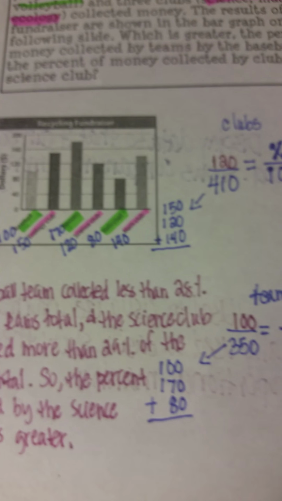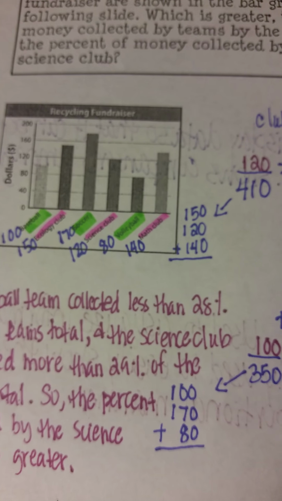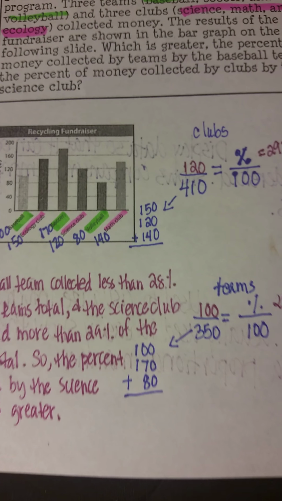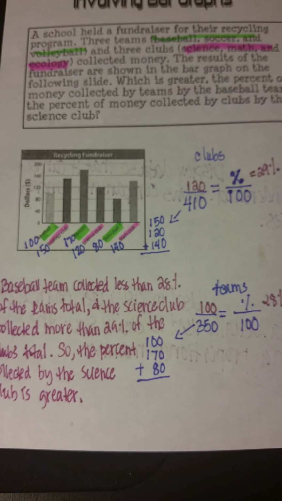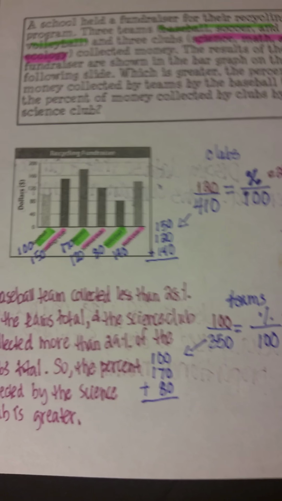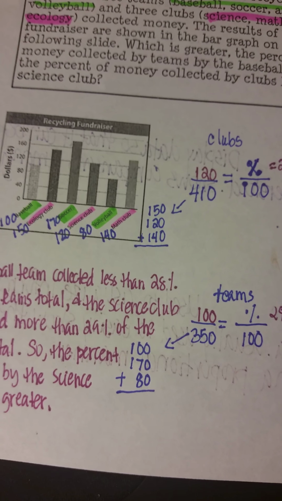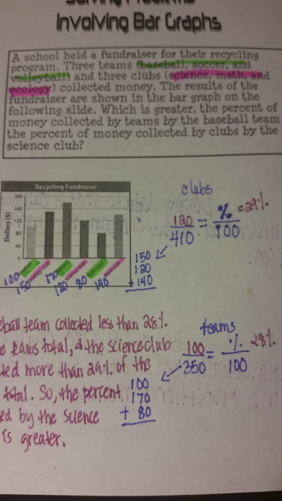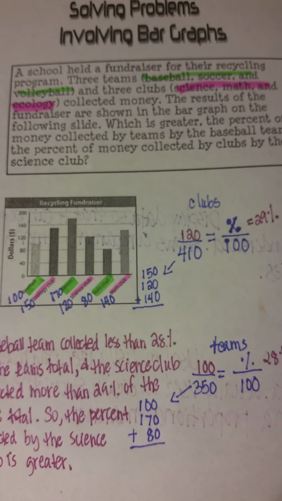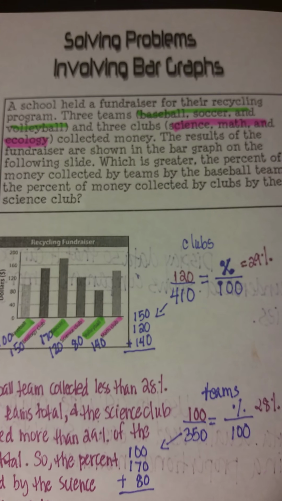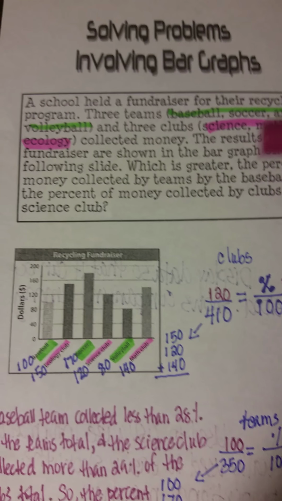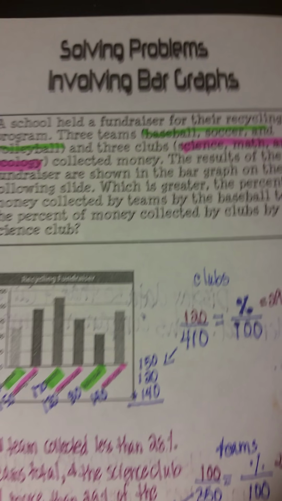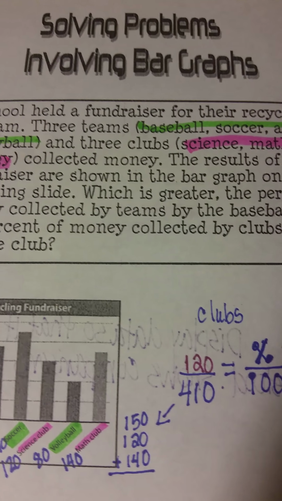Okay, so that's the bar graphs. Now you see how the part to whole concept comes in. It's nothing new that we're doing here. You've done part to whole. We did percent proportions, tax, tip, discount. We did all that before. It's just now doing it with data and looking at a bar graph. So that is solving problems involving bar graphs.